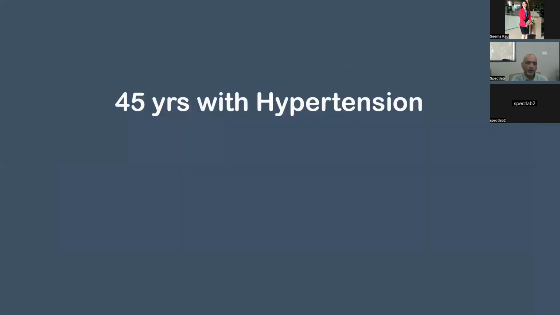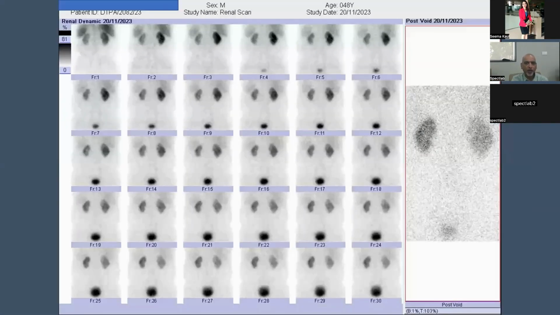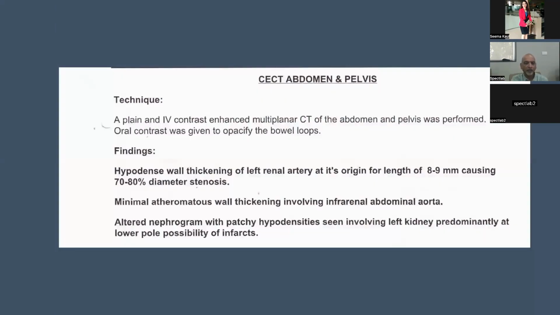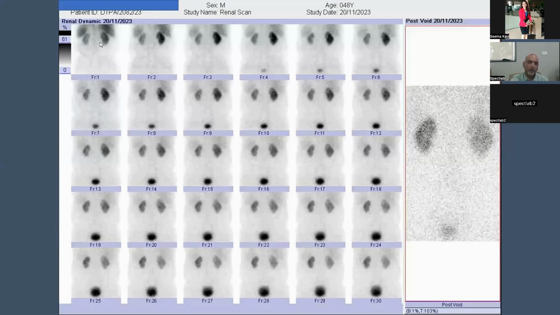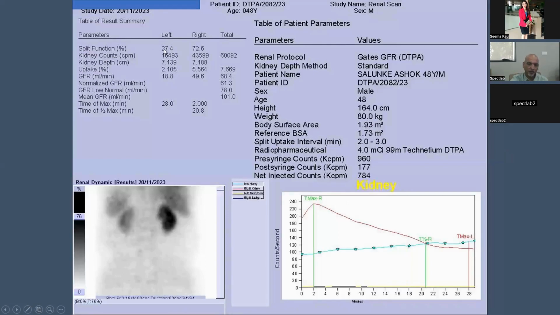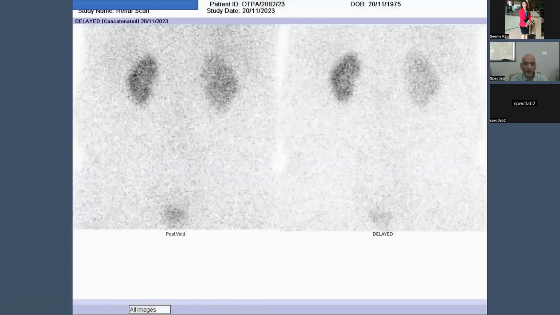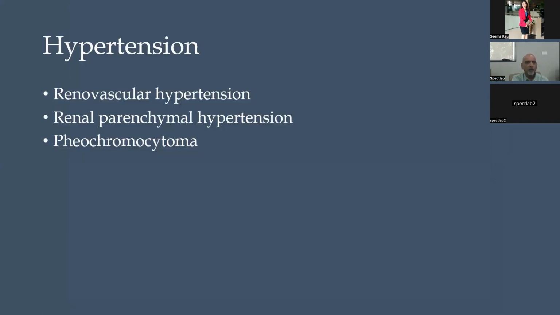So here is a middle-aged patient with hypertension who had CT evidence of renal artery stenosis, about 70 to 80%. So the patient was referred for a functional evaluation. You can see that the right kidney shows good uptake and excretion. The left kidney is smallish. It shows suboptimal, about 27% contribution, and there is progressive accumulation in the renal parenchyma. So that's moderate parenchymal compromise because of renal artery stenosis.